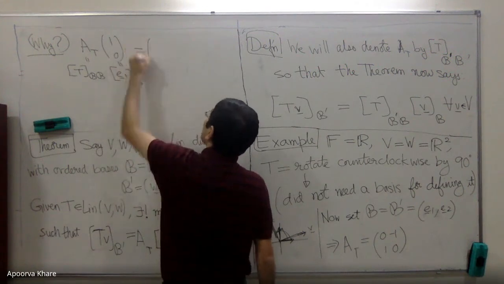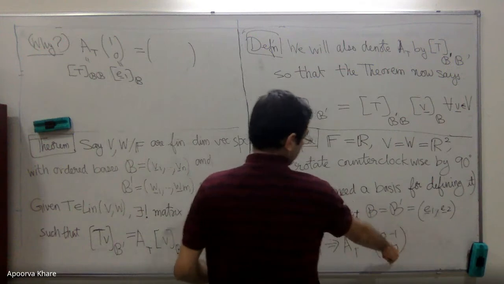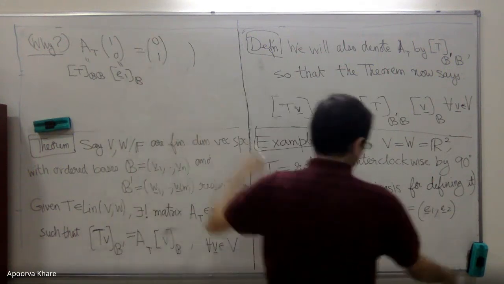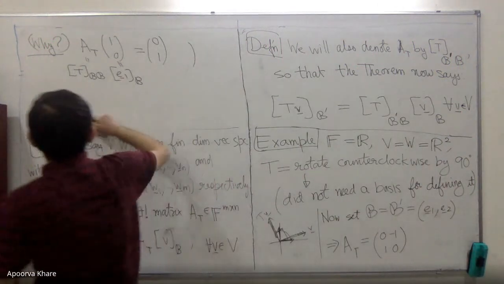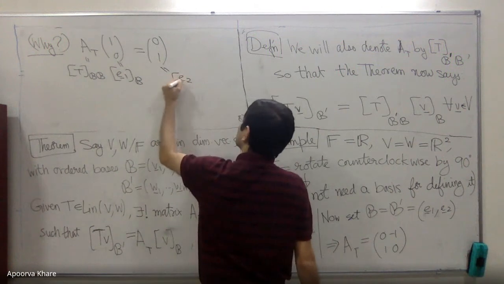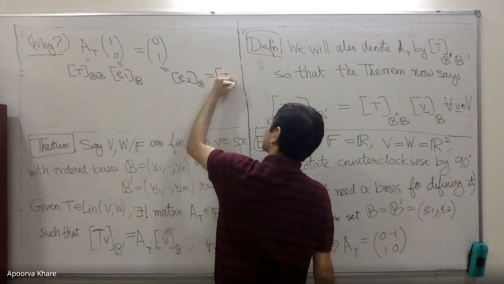So that means it is the coordinates of E1 with respect to B. And how much do we get? This times E1 is this times 0 and then 1. So indeed you get 0 and 1. If you multiply this matrix by that vector, you get 0, 1. And this is exactly E2. But E2 is indeed the rotation of E1. So this is correct.